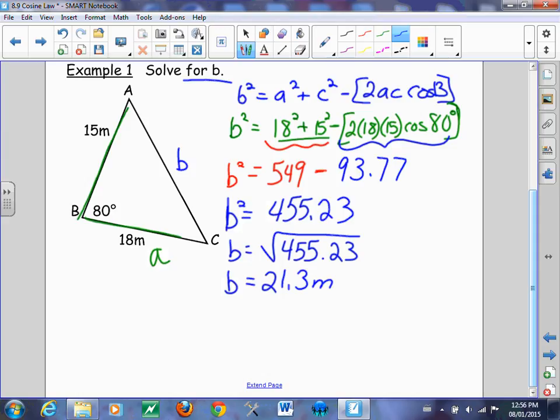Now, I would recommend you pause the video and make sure you plug these in and can get this answer. Okay? If you have a 2-screen display, ladies and gentlemen, you could plug them all in at once, get this solution, and then don't forget to take the square root.